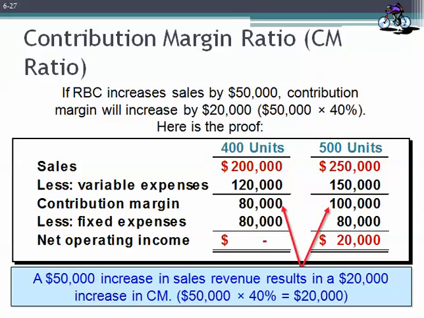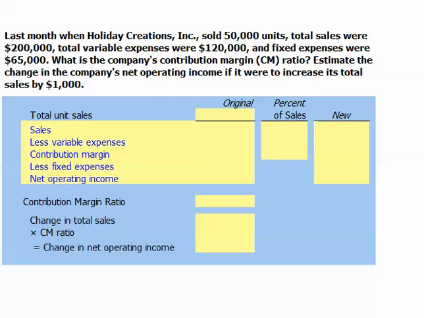We can verify this by comparing our break-even contribution margin income statement for 400 units with a 500 units sold for $250,000 in sales. So notice a $50,000 increase in sales resulted in a $20,000 increase in net operating income. A useful feature of our contribution margin ratio is we can calculate this change without having to prepare a completely new contribution margin income statement. Let's take a look at an example.